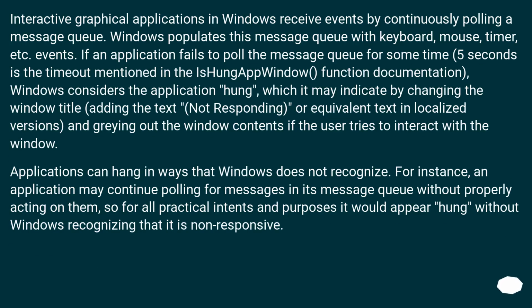Interactive graphical applications in Windows receive events by continuously polling a message queue. Windows populates this message queue with keyboard, mouse, timer, etc. events. If an application fails to poll the message queue for some time, 5 seconds is the timeout mentioned in the IsHungAppWindow function documentation, Windows considers the application hung, which it may indicate by changing the window title, adding the text "not responding," or equivalent text in localized versions, and graying out the window contents if the user tries to interact with the window.